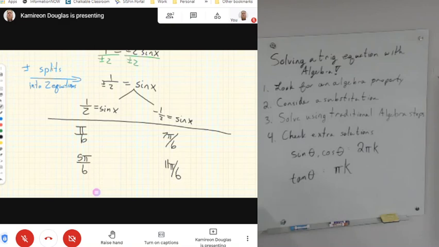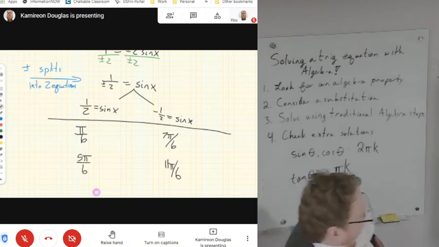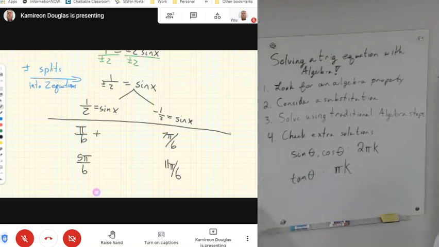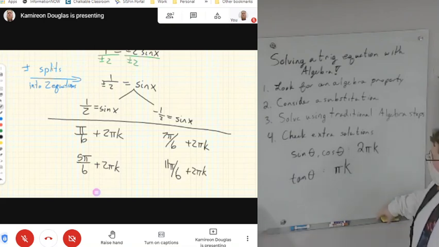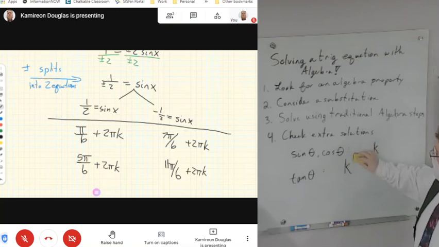Every cycle repeats. So what I'll do, this solution is plus 2 pi k. This solution is plus 2 pi k. This solution, plus 2 pi k. So for this tangent, which is plus pi k. And in general, I don't like these 2 rules. You'll see tomorrow I make a modification to them. What I will do, instead of writing 2 pi, is I'll write the period.